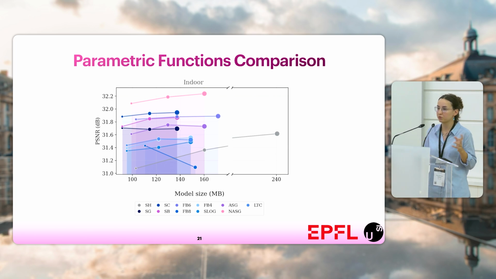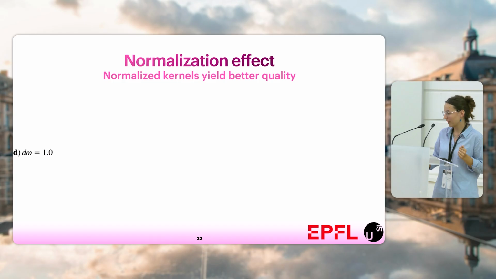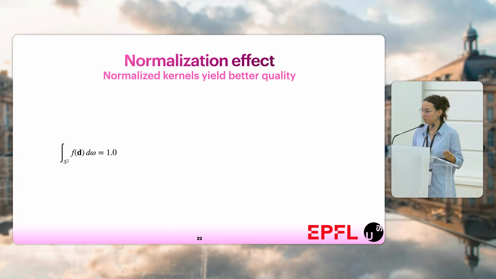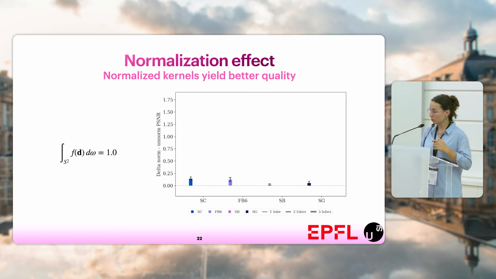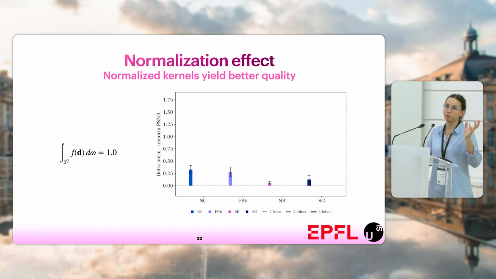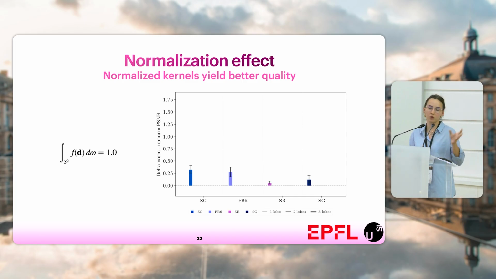And this behavior stems from the fact that this kernel is not normalized, which leads to our next experiment, in which we compared normalized and unnormalized spherical kernels. And on the graph, you will see the gap between function performance without and with normalization. So the normalization ensures that the energy of a function is constant under varying parameters.